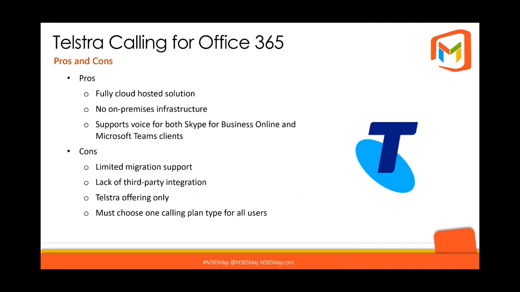I have to pick one plan for all of my users. I can't pick, for 80% of my users, the low plan, and for 20% of my users, the more expensive plan. I have to pick one for everybody. And it is a per user licensing model. So when I get those calling plans for my users, if I have 100 users, I need 100 calling plans. If I have 1,000 users, I need 1,000 calling plans. I can't separate out how many trunks or channels, if you like, of calling plan I have from my users. It is a per user licensing model.